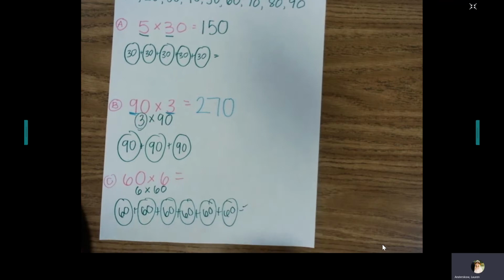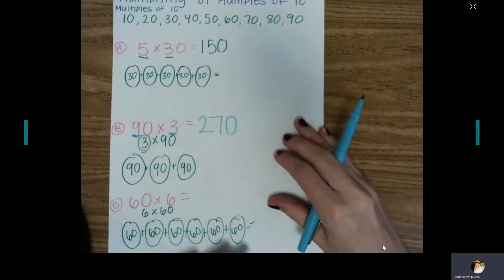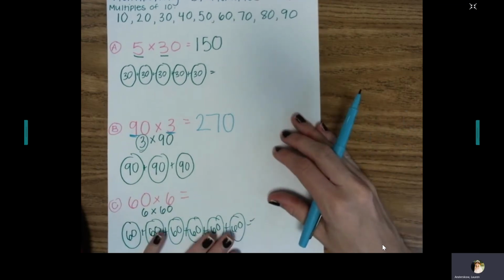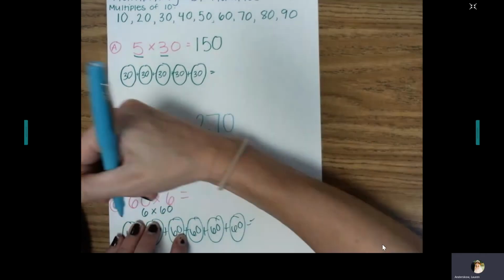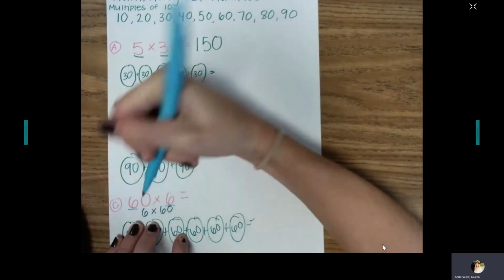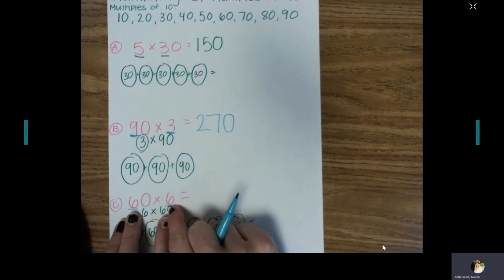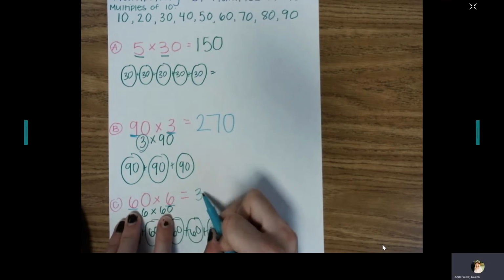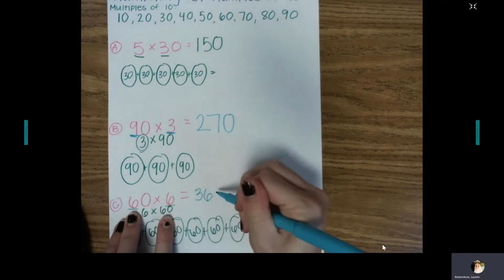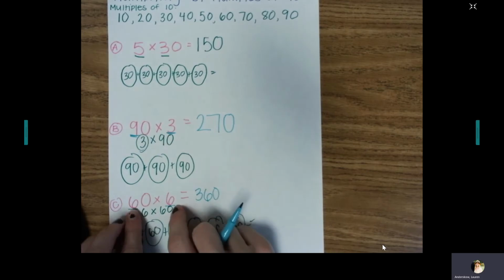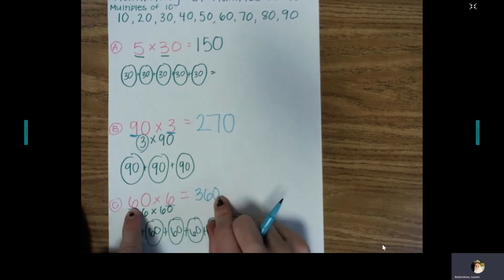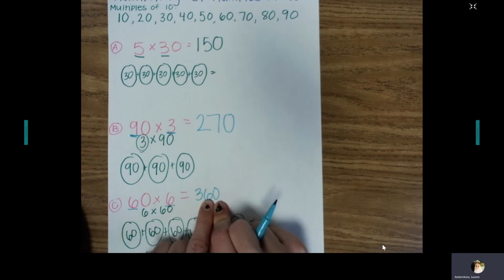Okay, and if you don't know your multiplication facts yet, you're going to want to start practicing those, okay? So I could also look at the numbers other than 0 in my problem. So I have 6 and 6. So I'm going to multiply 6 times 6, which is 36, and add my 1 0. Because this is really 36 10 sticks, or 360.